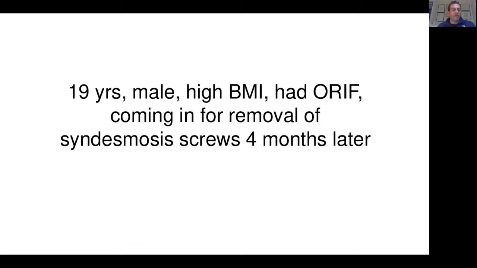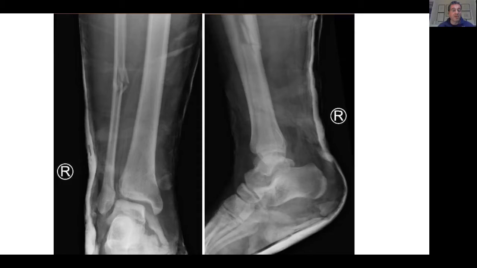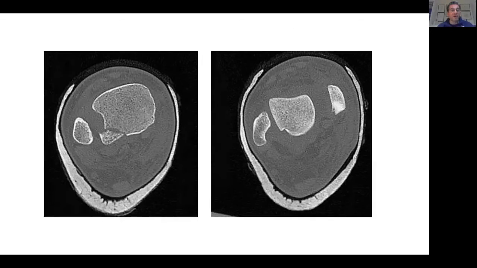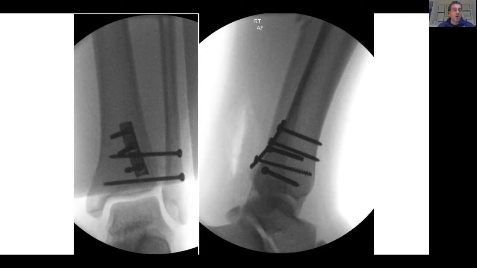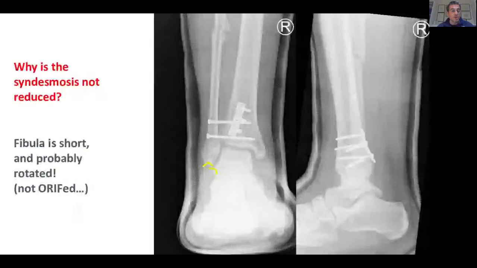That's a slightly different case, a young patient with a high BMI who was of Chinese origin, in the UK for an Erasmus program. He had an injury of his ankle. This one, a posterior malleolus fracture. Our colleagues fixed the posterior malleolus, but did not fix the high fibular fracture. They just relied on syndesmosis fixation with these screws. But the fibula is short and probably malrotated, so it wasn't really anatomically reduced.